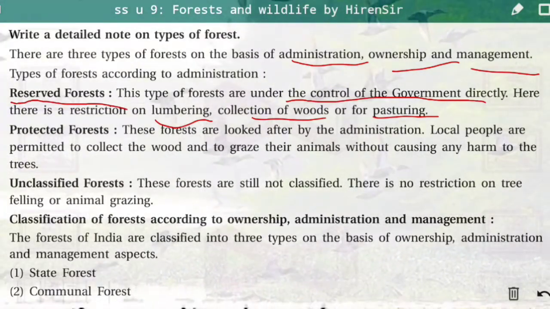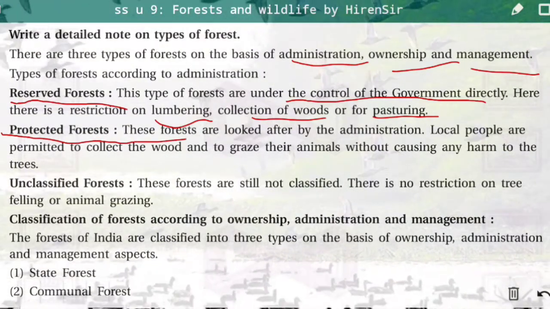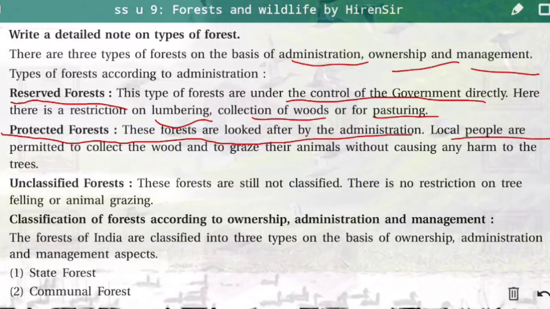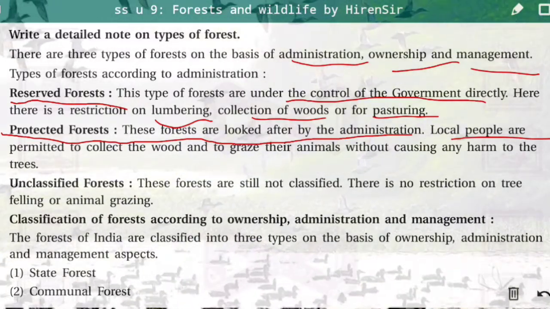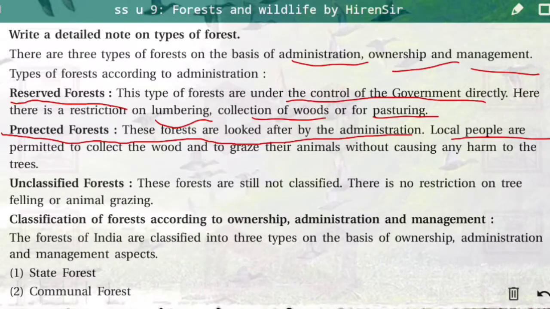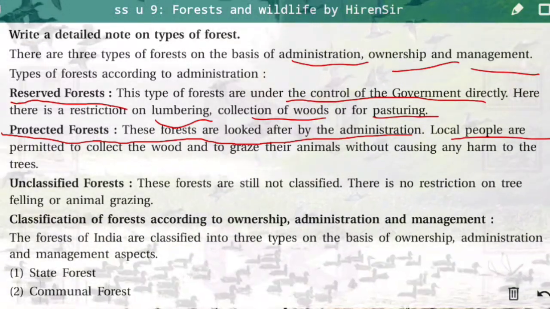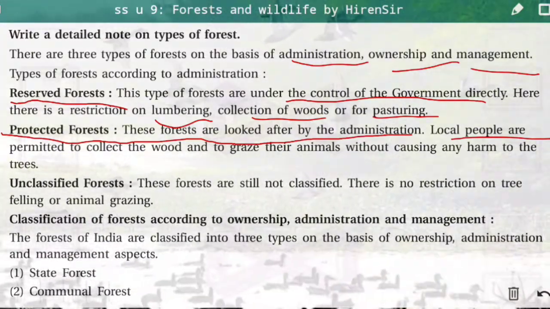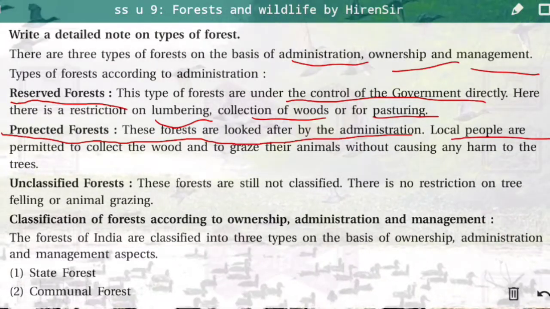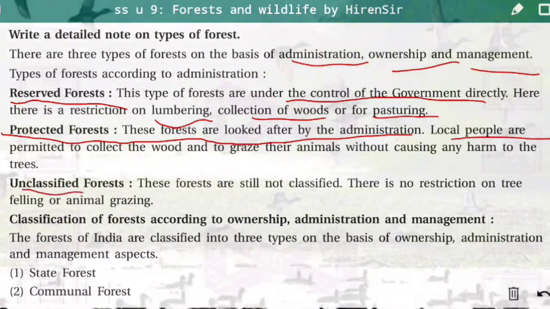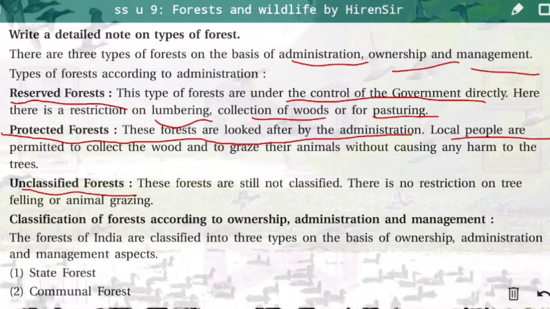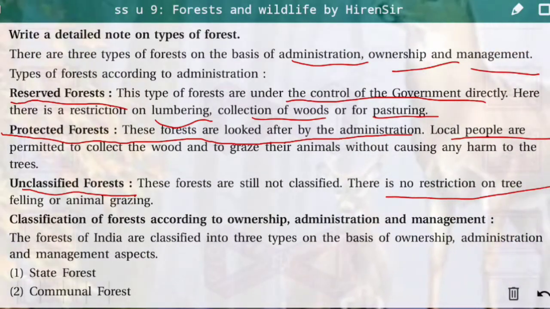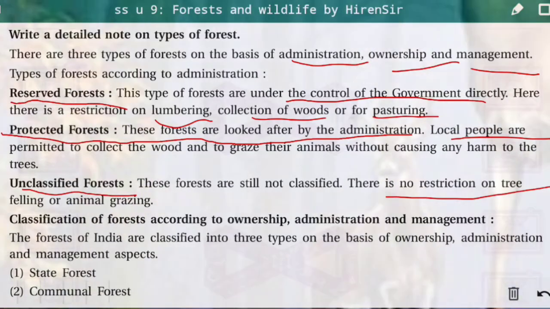The second one is the protected forest. These forests are looked after by the administration at the local level. Local people are generally permitted to collect wood and can even make their animals graze there. This is the difference between the reserved forest and the protected forest. But they could not harm the trees. And the third one is the unclassified forest. These forests are not yet classified, so there is no kind of restriction on tree felling or animal grazing.